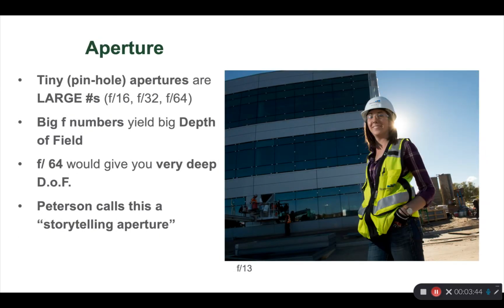Small apertures, tiny apertures, are big numbers. Numbers like f16, f32, you could have an f64 on some lenses. Big numbers give big depth of field. Notice that not only is she in focus, but the building behind her is in focus, and the buildings behind that building are in focus. Peterson calls this a storytelling aperture.